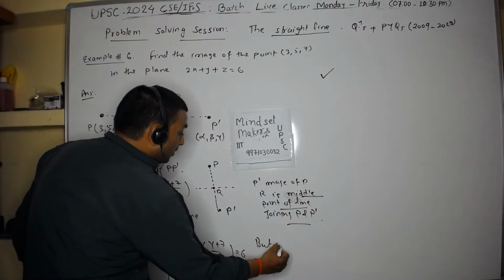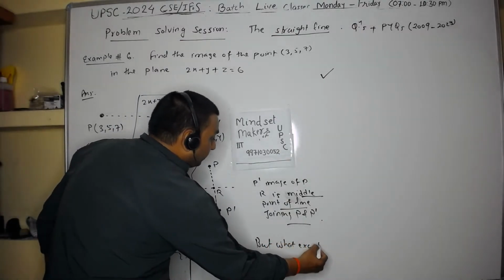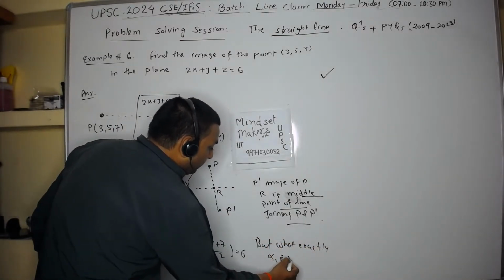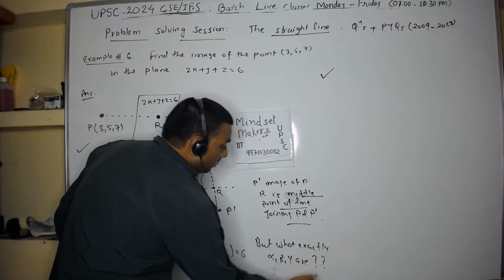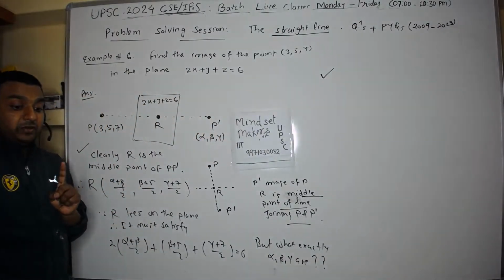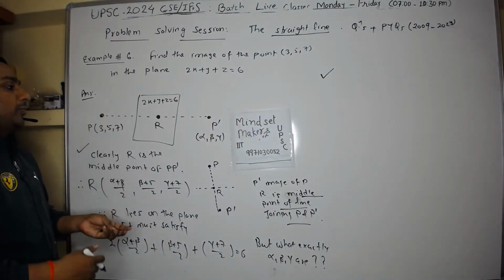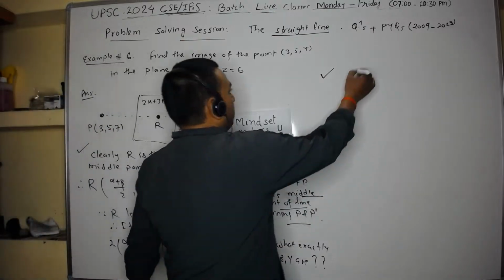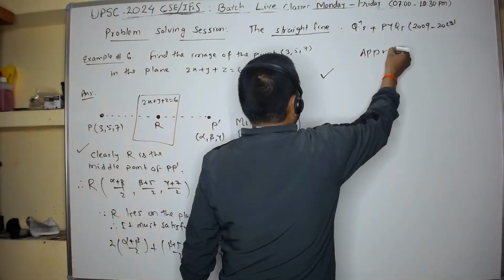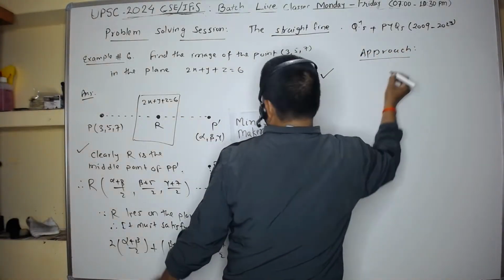But what exactly are alpha, beta, gamma? You're getting my point? Now we will move on to the approach. What should my approach be now? Look, be on the board please.